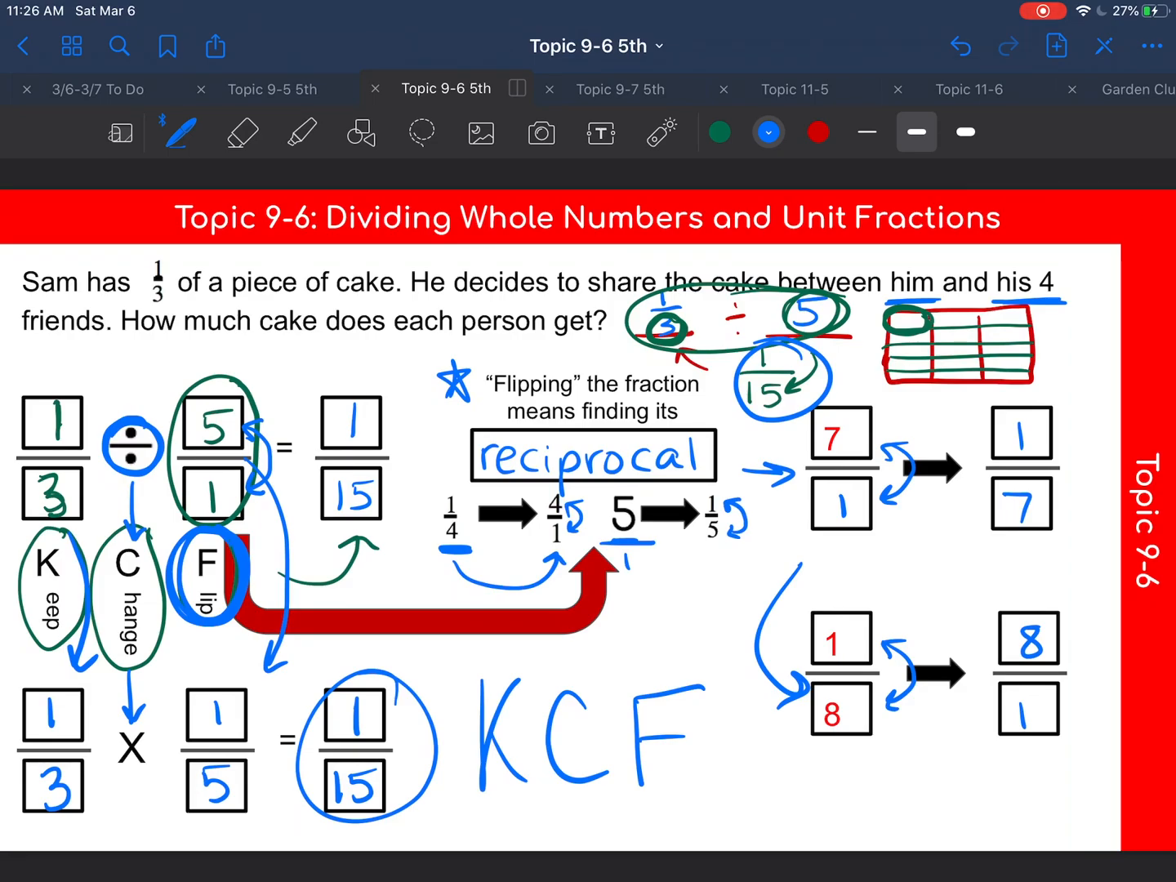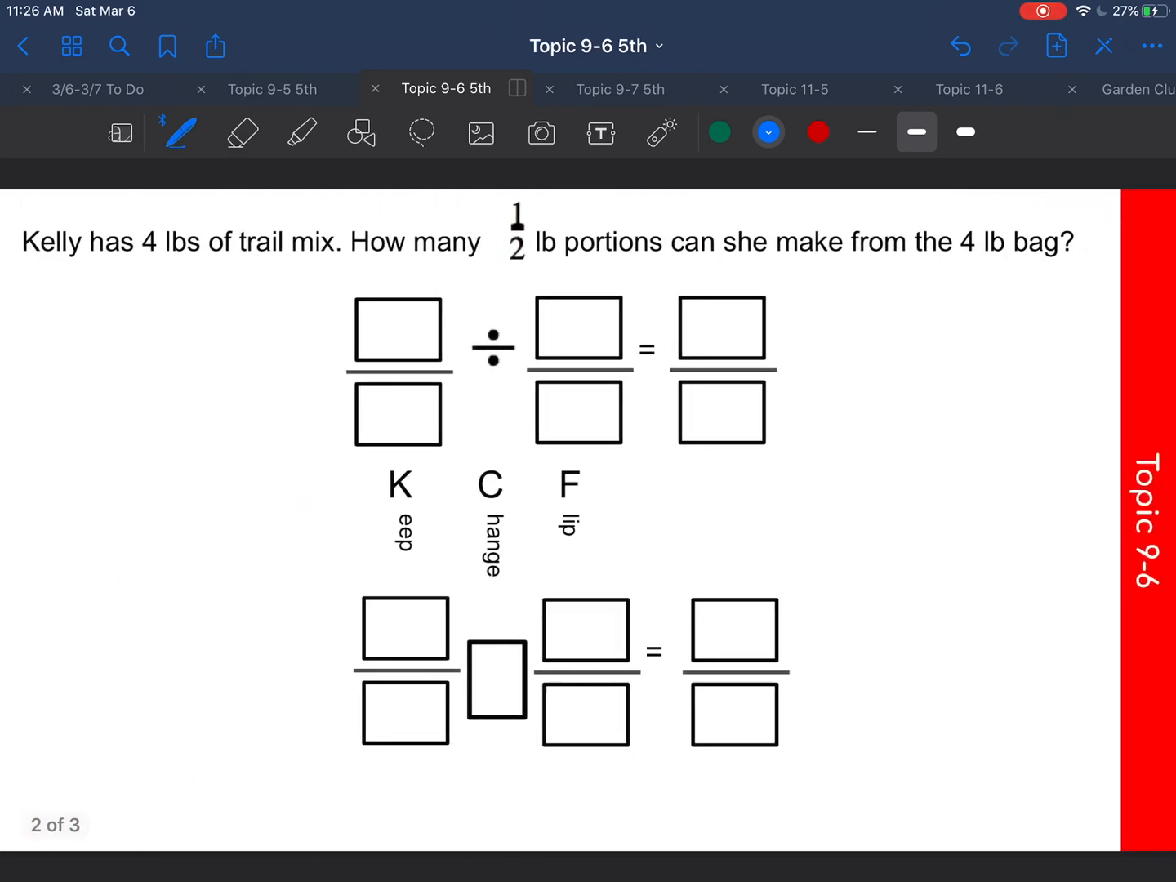So we're going to do a few more examples using keep, change, flip. It says Kelly has 4 pounds of trail mix. How many half-pound portions can she make from the 4-pound bag? The biggest thing with division problems, boys and girls, is that you need to make sure that you have the correct dividend and the correct divisor, because you will get a totally different problem if you flip-flop the dividend and divisor.